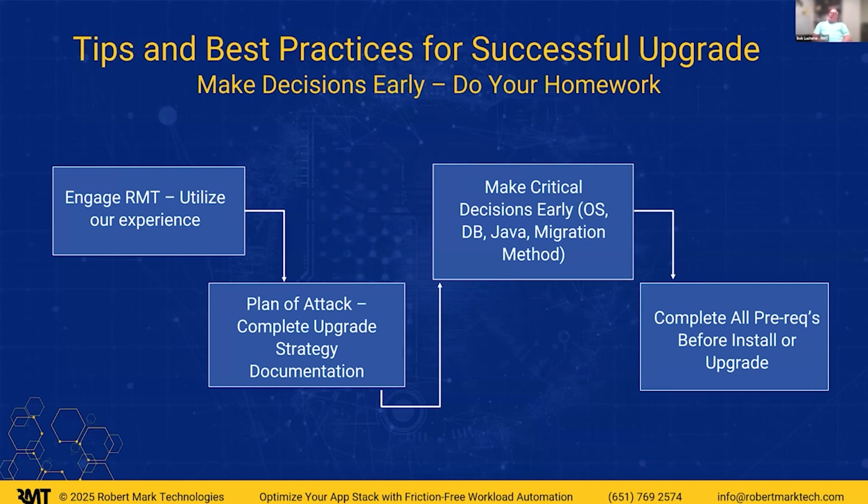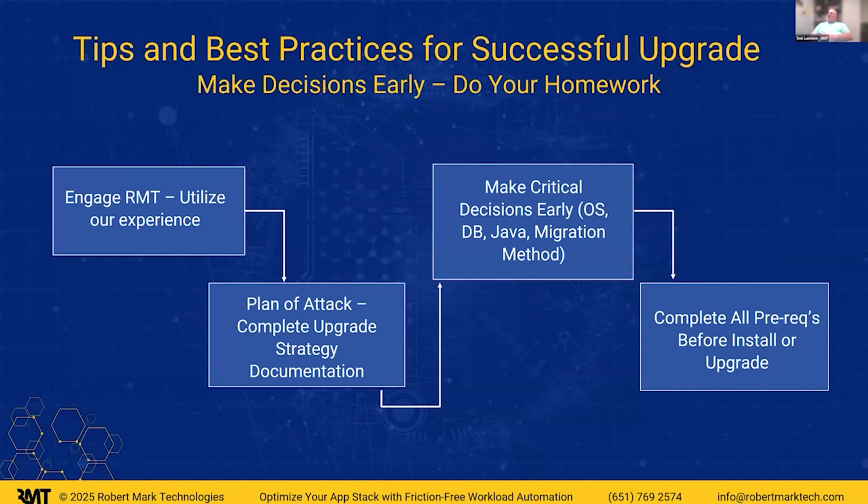But whether you engage us or not, you want a plan of attack. You want to have an upgrade strategy, and you want to document that. Meaning, for example, if you're going to version 24, you're probably going to have some training that's going to be necessary before you can fully migrate even your development environment to new. You're going to have to train your user community. So have a plan of attack.